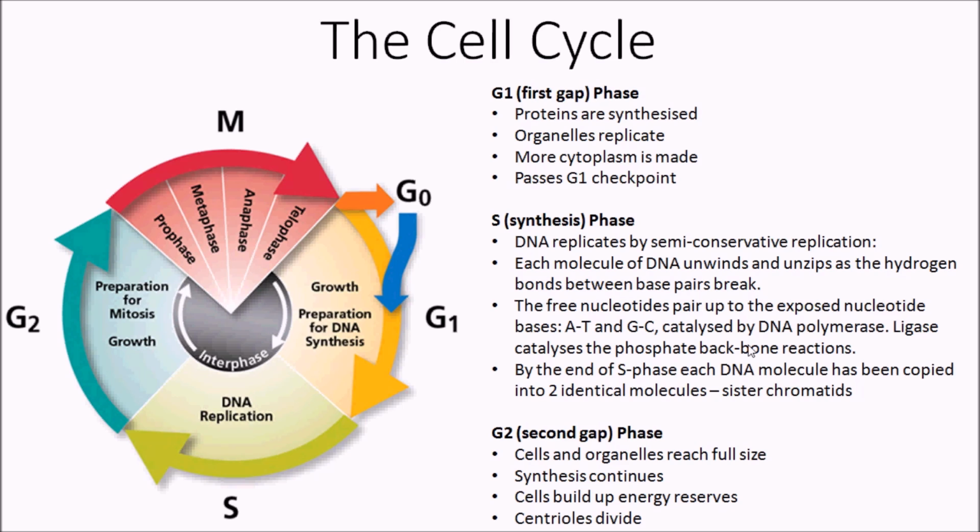Okay, then we move on to G2, which is the second gap phase. Cells and organelles reach full size. Synthesis continues here, and the cell builds up energy reserves. The centriole divides into 2. This passes what is known as the G2 checkpoint, and cells are cleared to enter mitosis.